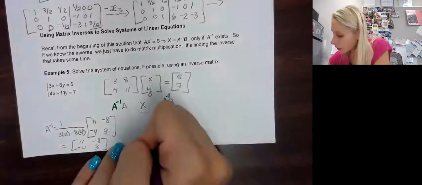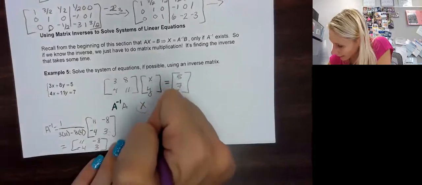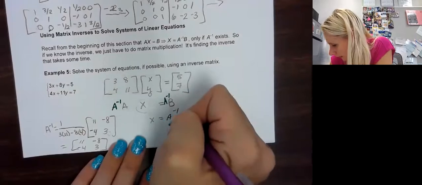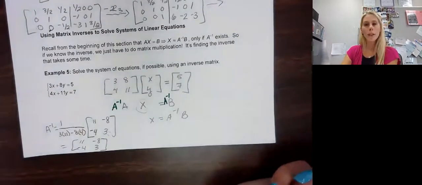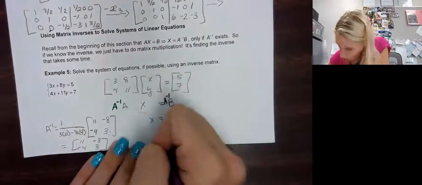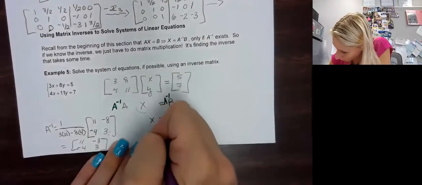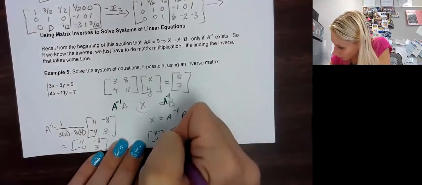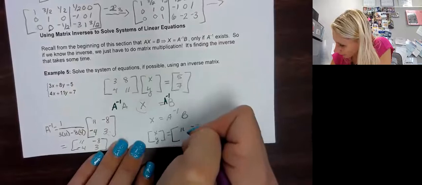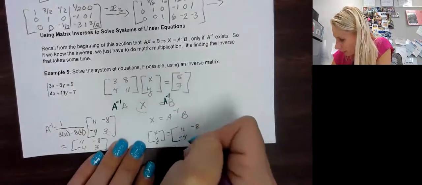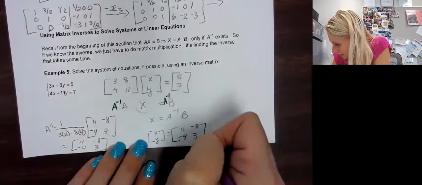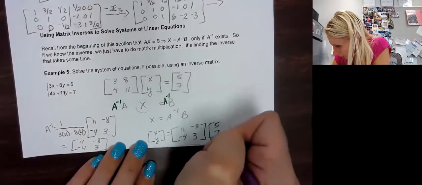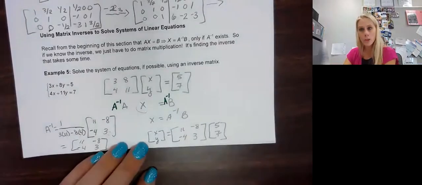So now we are going to solve for X by saying that X equals the inverse of A times the matrix B. So let's do that. So our X, Y matrix equals 11, negative 8, negative 4, 3. That's our inverse. Times our constant matrix, which is 5 and 7. What do you know? There's our multiplication.